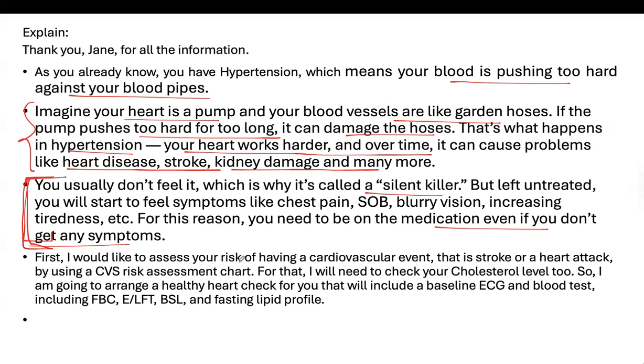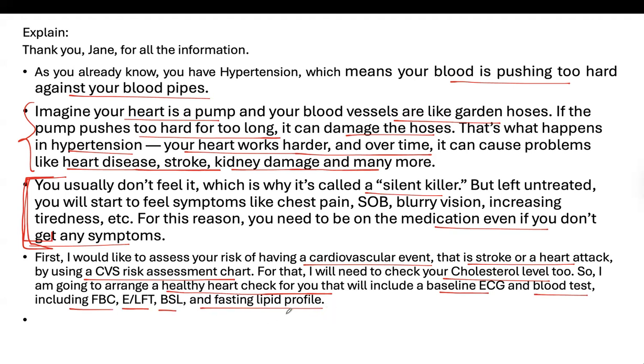First, I would like to assess your risk of a cardiovascular event, that is a stroke or heart attack, using a risk assessment chart. For that, I will need to check your cholesterol level as well. So I'm going to arrange a healthy heart check for you that will include a baseline ECG. I will do some blood tests, including your blood count, your kidney function, blood sugar, and a lipid profile.